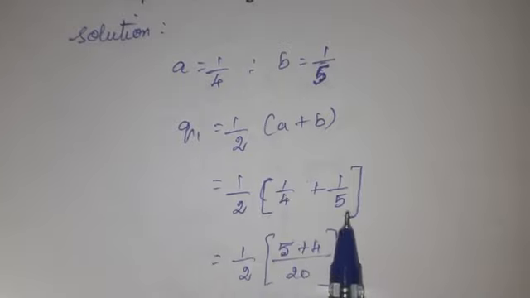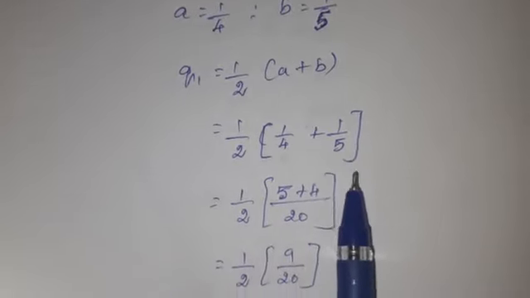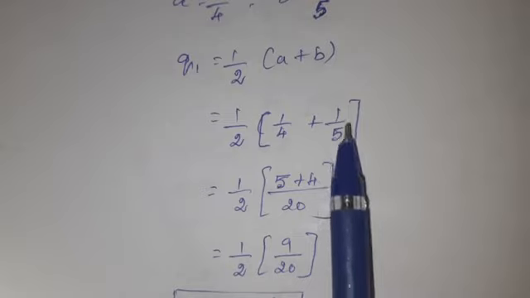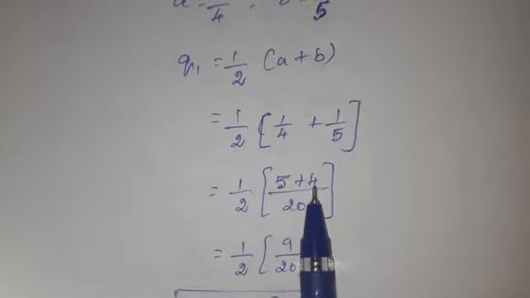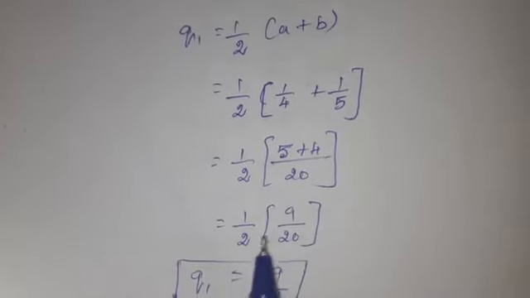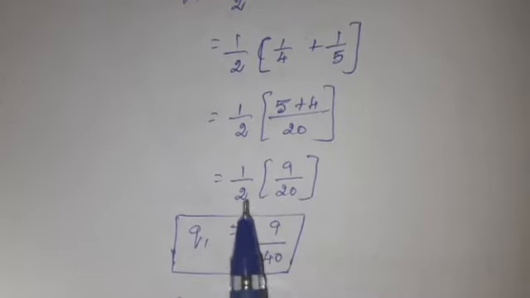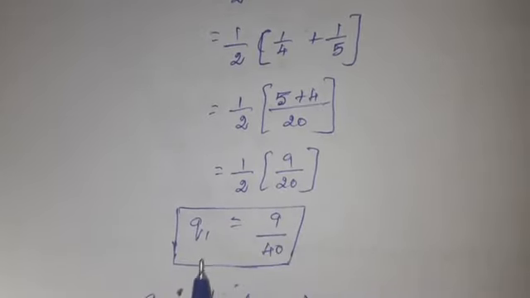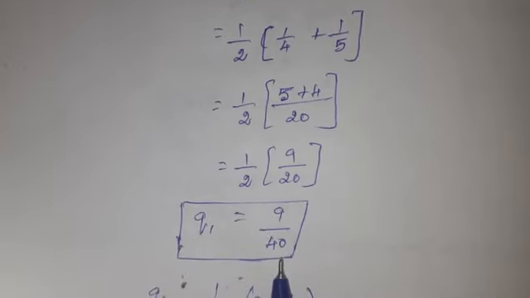Plus, likewise here the denominator is 5. What number can we multiply with 5 to get 20? That number should be multiplied with the numerator: 1 into 4. So here you write 4, is equal to 1 by 2 into 5 plus 4, which is 9 divided by 20. Then multiply: 1 into 9 is 9, 2 into 20 is 40. This is the first rational number. You can write Q1 is equal to 9 by 40.